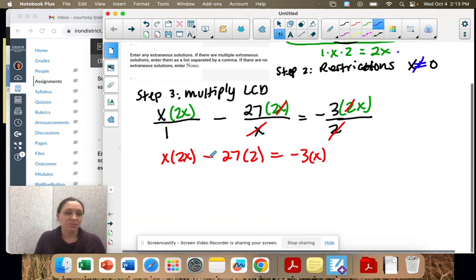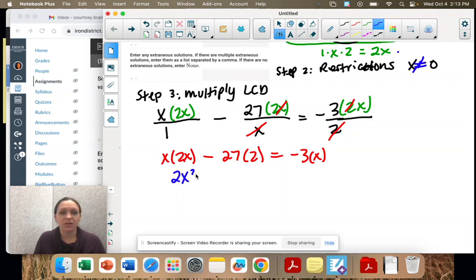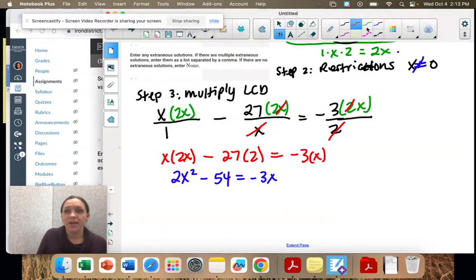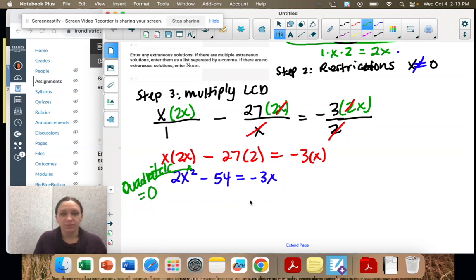Okay, now we got to simplify this up a little bit. x times 2x is 2x squared minus 27 times 2 is 54 equals negative 3x. So now I have to, what am I looking at? I'm looking at a quadratic. It's x squared. So when we solve a quadratic, it has to equal 0. We need equals 0 over here.